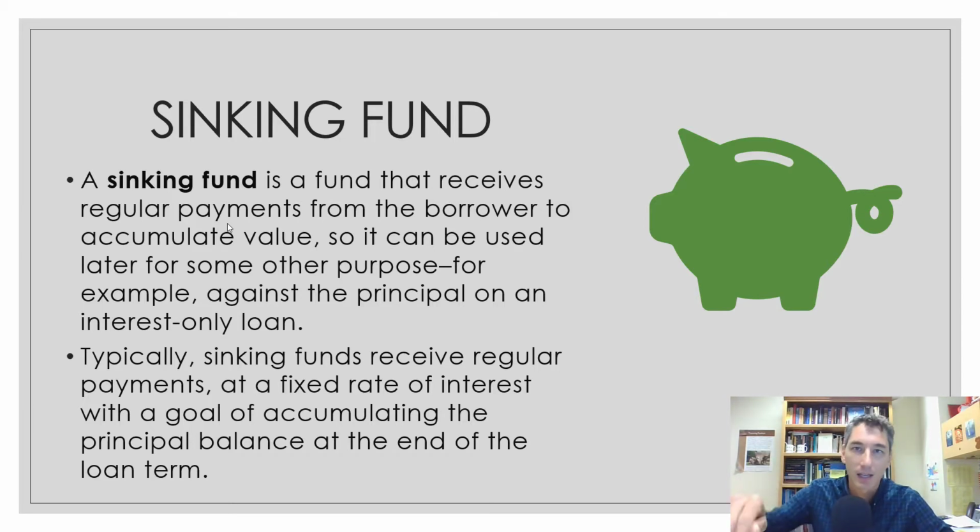So it's kind of like a piggy bank. Every month you put in a certain amount, you get interest on that money. It's like a savings account kind of, but it's a regular savings account. And then you accumulate money until after a certain amount of time you have a fixed amount.